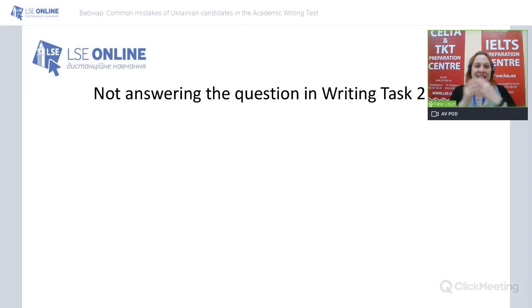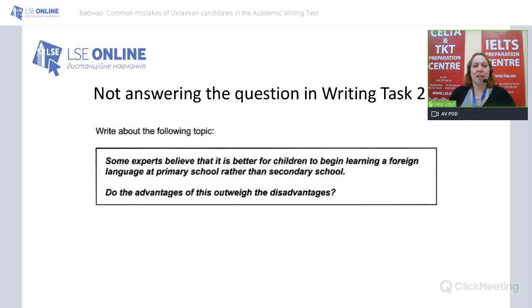The way this happens is that they open the paper and they see the question and they know about this topic because they've thought about it, they've practiced a similar question, they've spoken about it in English classes. So they think, okay, yes, I know this, let's go. For example, this is a typical IELTS writing task 2. Some experts believe that it is better for children to begin learning a foreign language in primary school rather than secondary school. Do the advantages outweigh the disadvantages?